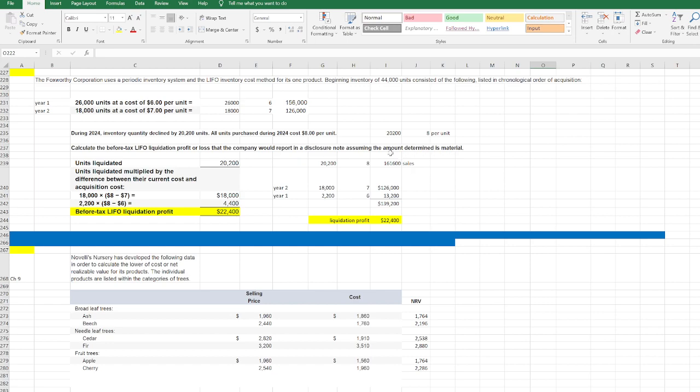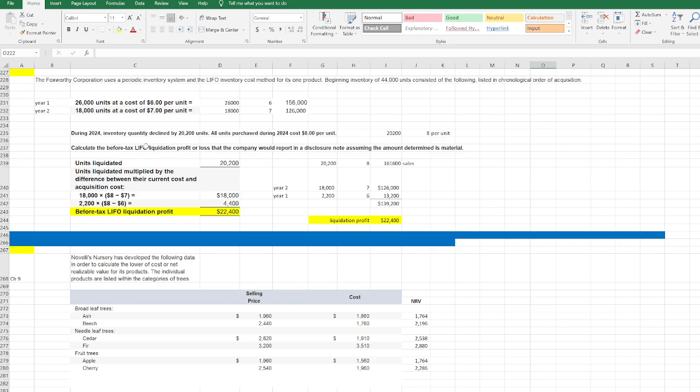All right. The Foxworthy Corporation uses the periodic inventory system and the LIFO cost method for one product. Beginning inventory is 44,000 units, consisting of the following: 26,000 units we purchased at $6, and 18,000 units we purchased at $7. This is the way they worked it, but this is the way I worked it. This is the way my brain works. I'm not sure how your brain works, so I'm going to work it both ways.